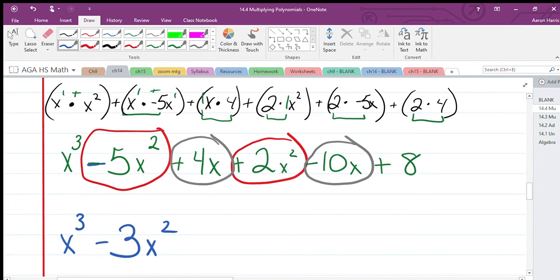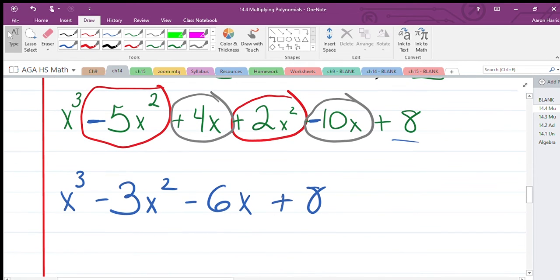Now I got to combine these gray ones. So 4x minus 10x. So 10 minus 4 is 6. Keep the sign of the bigger number. Negative 6x. Whenever I'm adding or subtracting, I do not change the powers or the variable, okay? Leave that alone. You only do that when multiplying. And then what's last? 8 plus 8. And there we go. It's in order: highest power, second highest power, third highest power, no power. It's just a constant, okay?